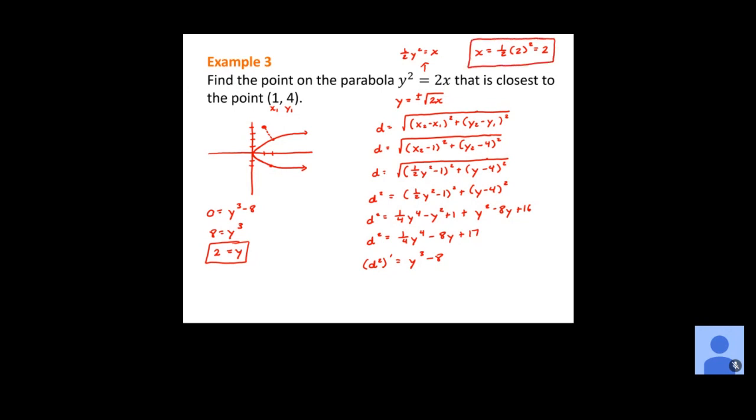So now if we write that as an actual point, the point that we're looking for in this case is going to be (2, 2). There's the point that's on the parabola, right? You were correct earlier in assuming it was going to be (2, 2). Okay, but that is the point on the parabola that's closest to the point (1, 4). Any questions on that one now?